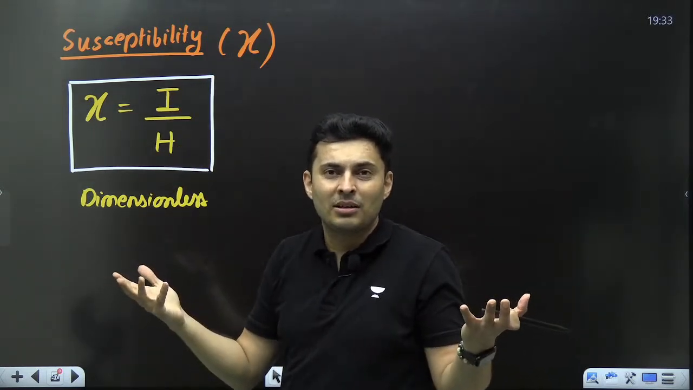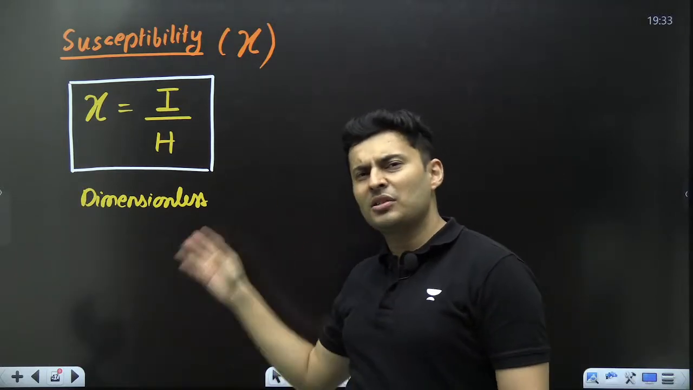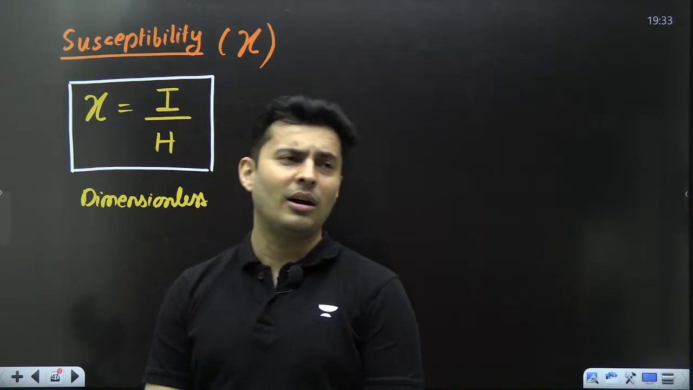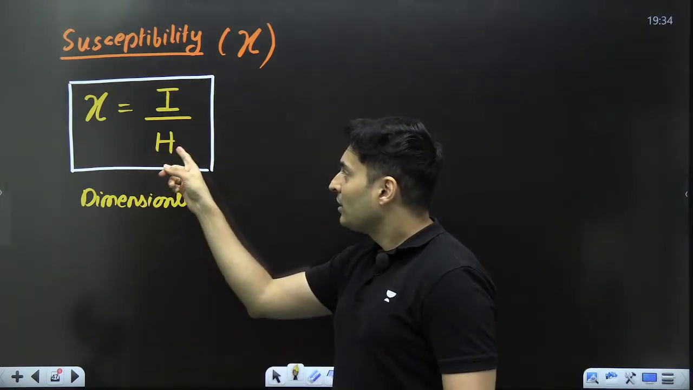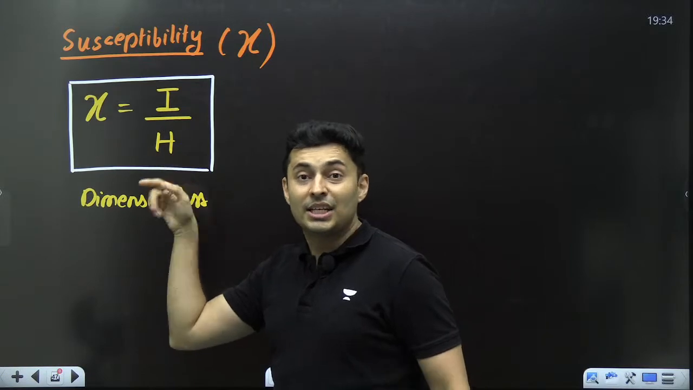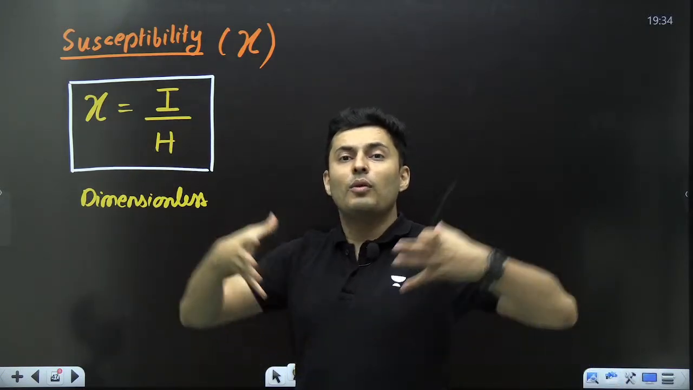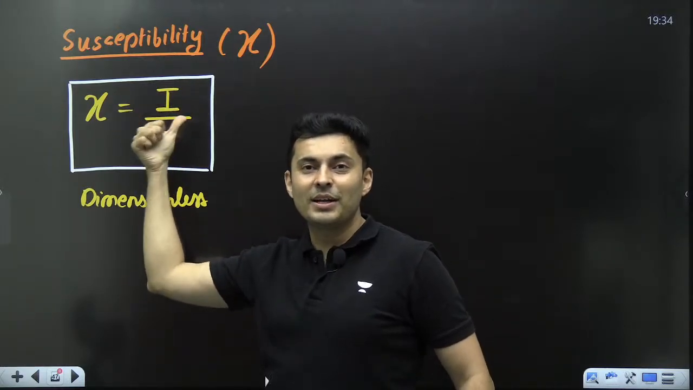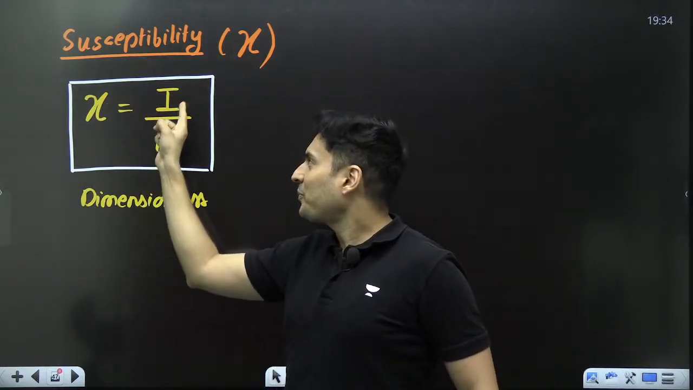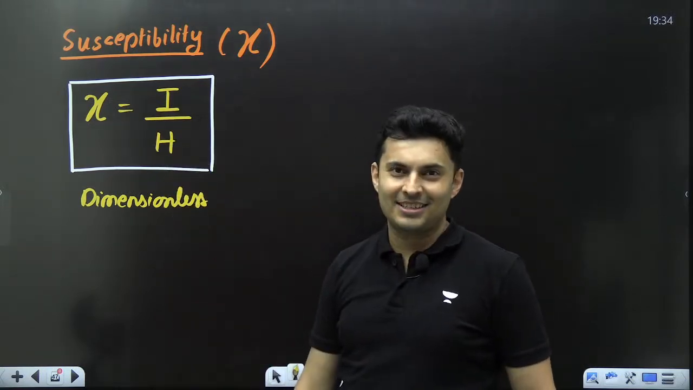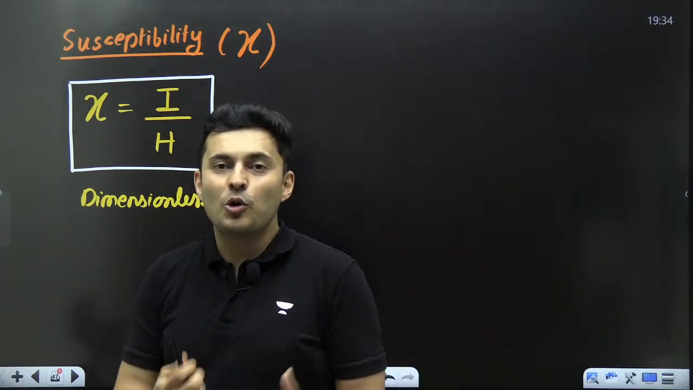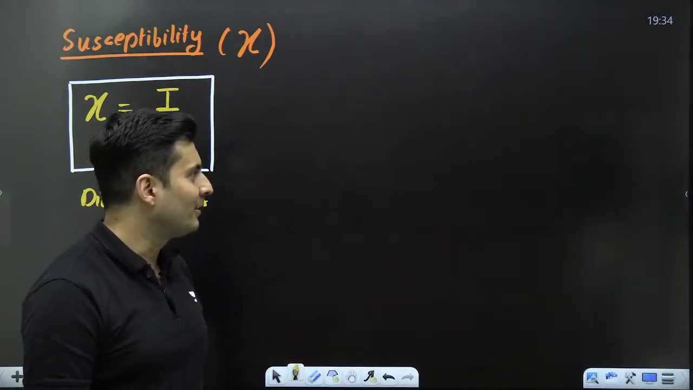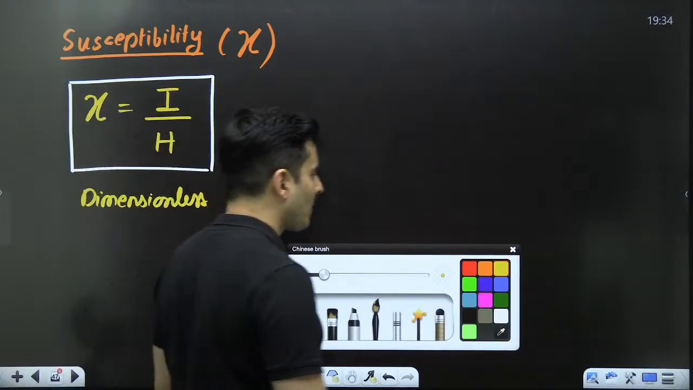So he's very susceptible. Some students are there. Teacher is scolding, teacher is hitting, nothing happens. They are laughing, smiling. So the teacher's scolding, that H, the external thing, is very high. But hardly anything got induced, right? So the susceptibility will be very low. Understand that. It tells you how easy it is to induce a magnetic field because of an external field. That's what susceptibility is. Alright.